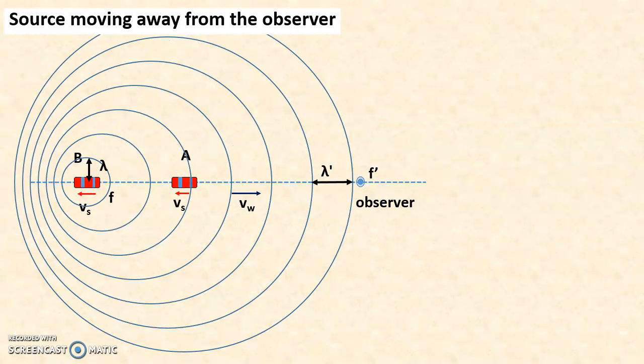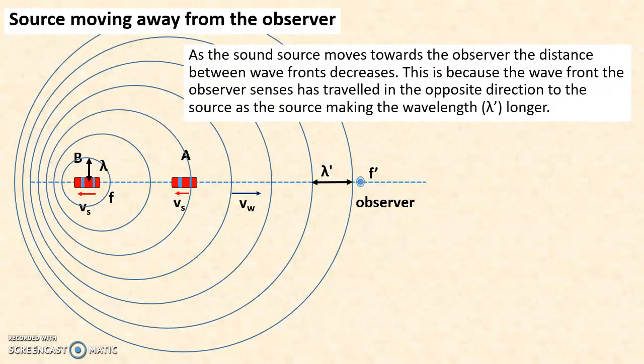Well, what if it's going away? If the car is moving away, then the velocity of the wave is going in one direction and the velocity of the source is going in the other. So the source is moving further away from the wavefront, and now we get a longer wavelength.